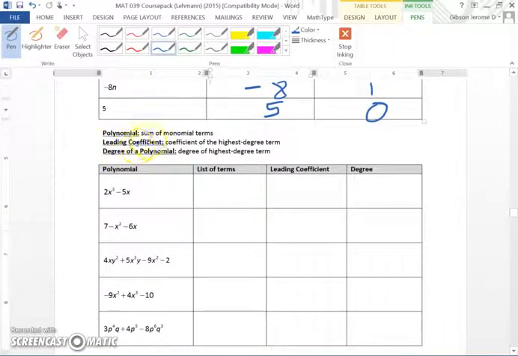We have a polynomial, the sum of monomial terms. Leading coefficient, coefficient of the highest degree term, and the degree of a polynomial, the degree of the highest degree term. Okay, let me ask you all this question. What actually separates terms? Does anyone know what separates terms?